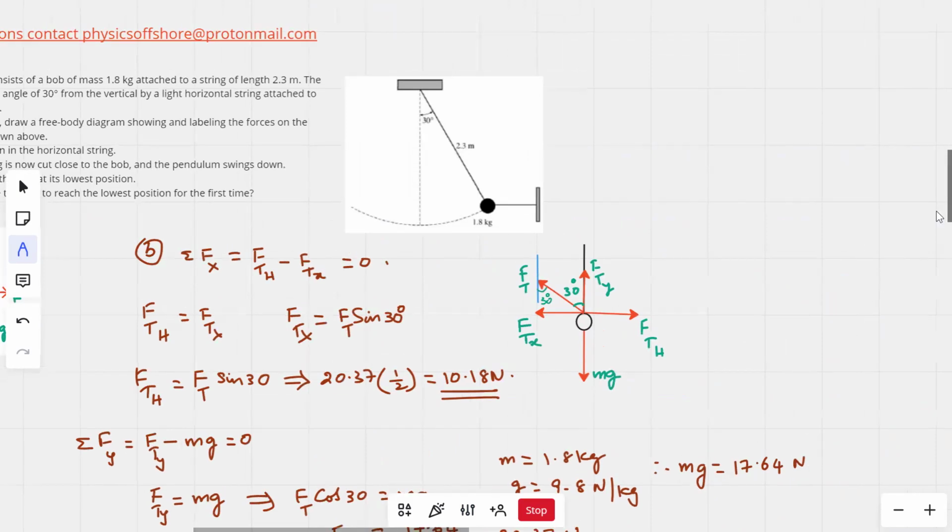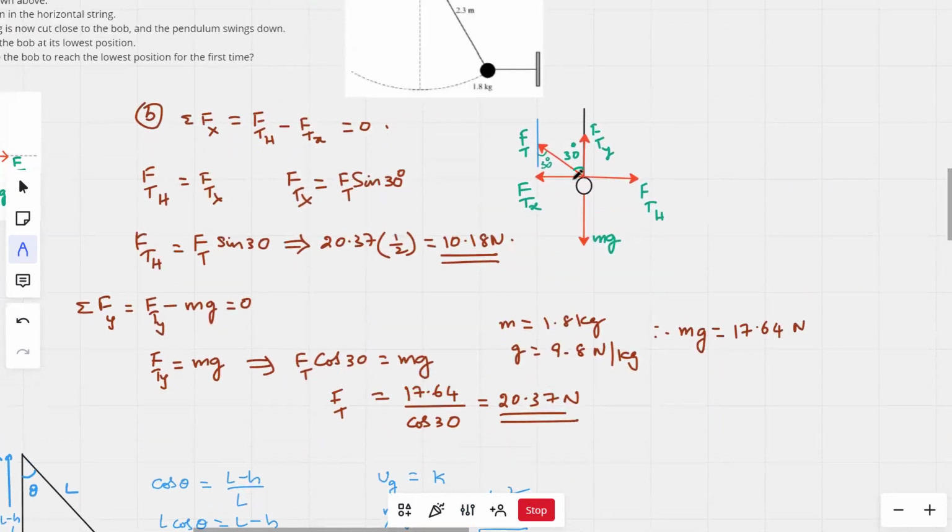Okay. So FT cos theta is equal to mg, because this is the adjacent side to the angle, therefore it is the cos component. Therefore, FT cos 30 is equal to mg, or 17.64 newtons. Therefore, FT is equal to 17.64 divided by cos 30, which gives 20.37 newtons.